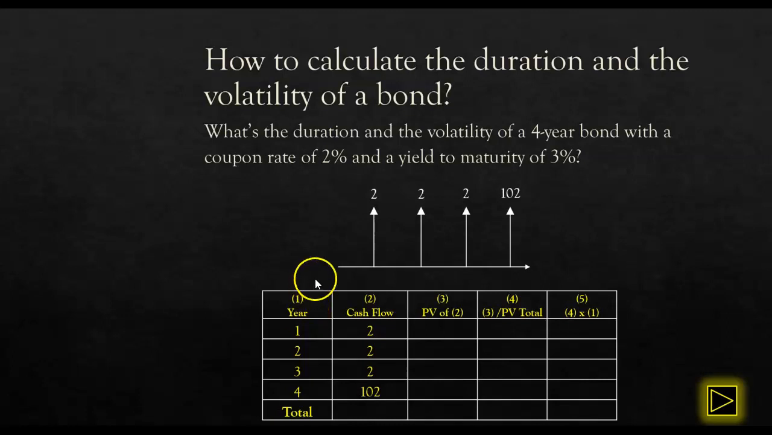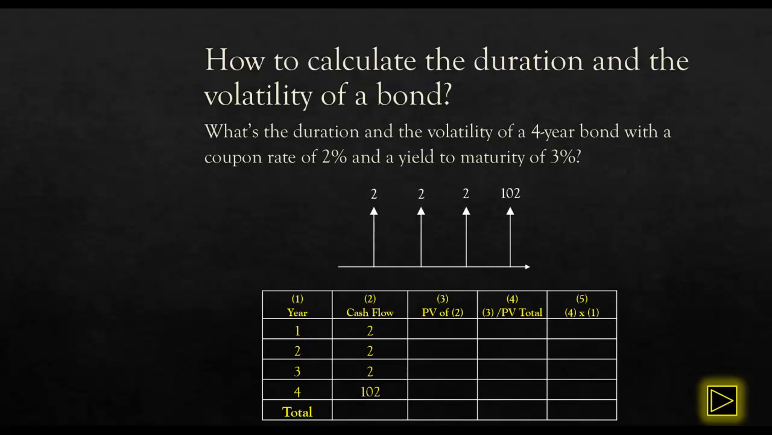Then in the second column, I want to list the cash flow. You have 2% in the first year, 2% in the second year, 2% in year 3, and then last but not least, you have 102% paid to you at the end of year 4. That consists of the 2% coupon payment and also the face value returned to you at the time of maturity. So no calculation so far, just summarizing all the information.